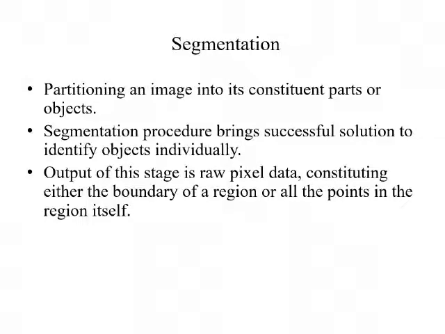The next step is segmentation. Segmentation partitions an image into its constituent parts or objects. The segmentation procedure brings a successful solution to identify objects individually. The output of this stage is raw pixel data constituting either the boundary of a region or all the points in the region itself. The more accurate the segmentation is, the more likely recognition of any part of the image will be.